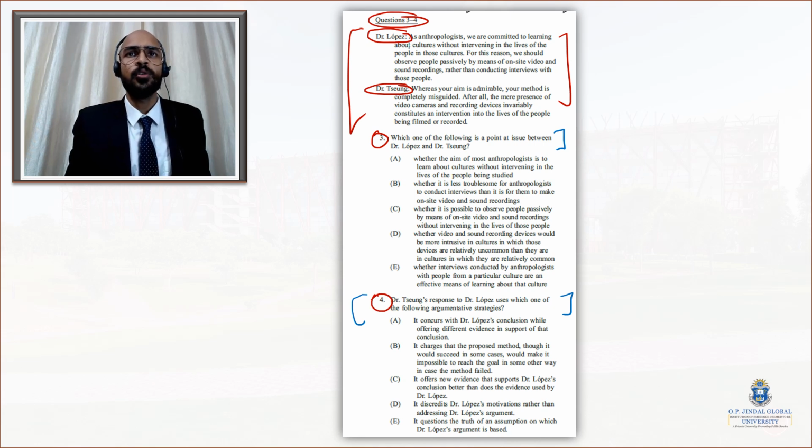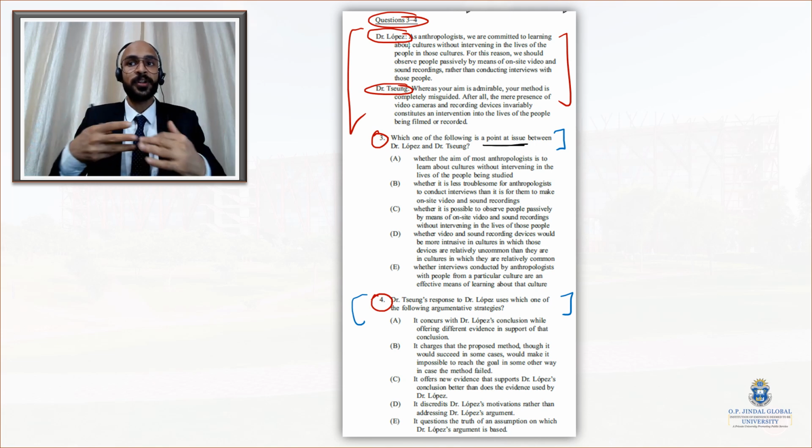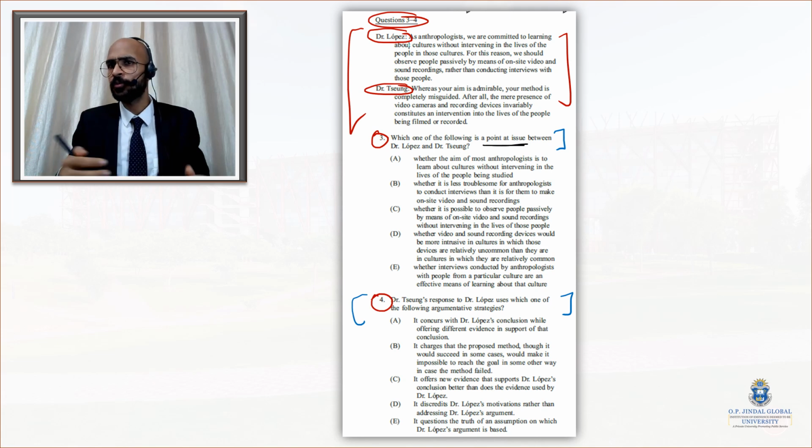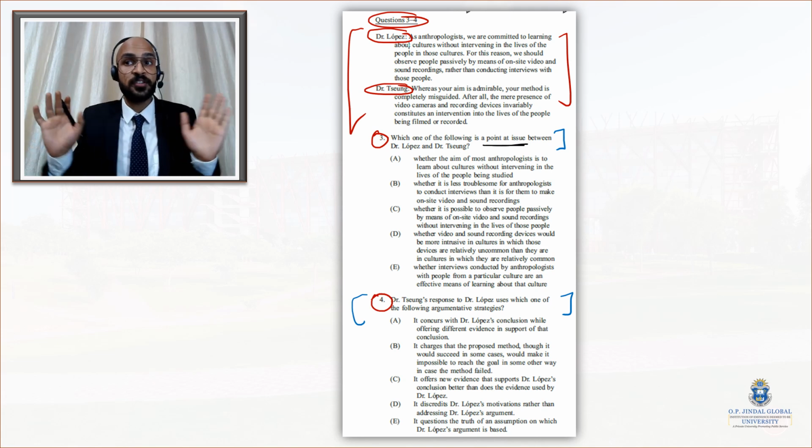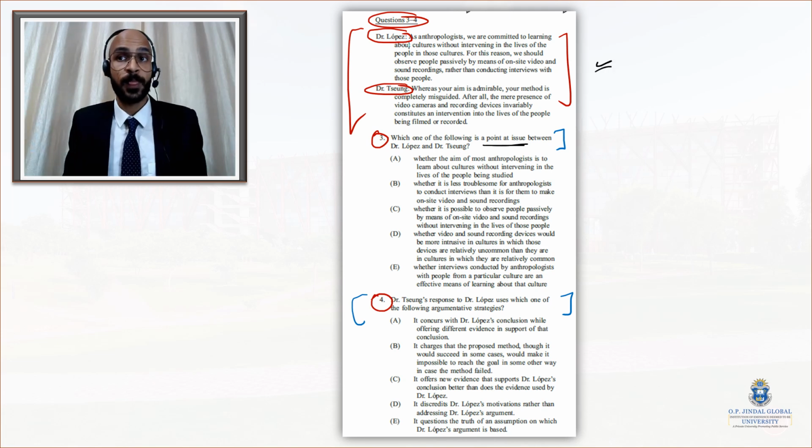It says, which one of the following is a point at issue between these two? Which means, which is the point of their disagreement or dispute? That tells us that there is a dispute between these two. There's a disagreement between these two, and we have to identify what that point is. That gives us some perspective, some direction. Let's look at question number 4.